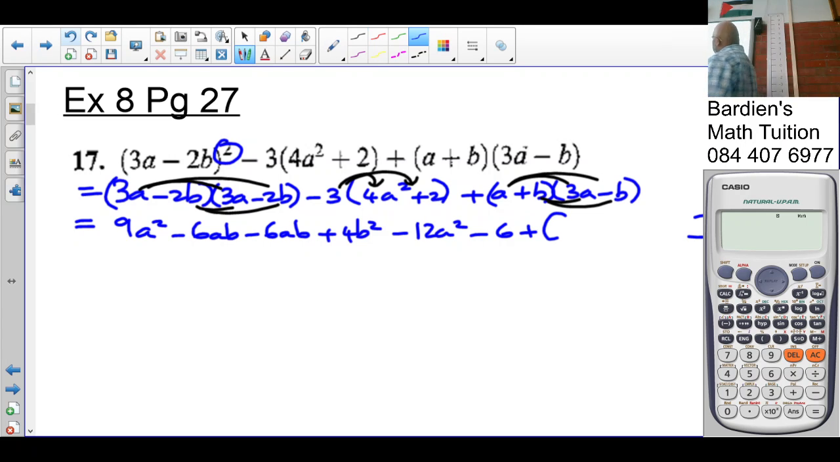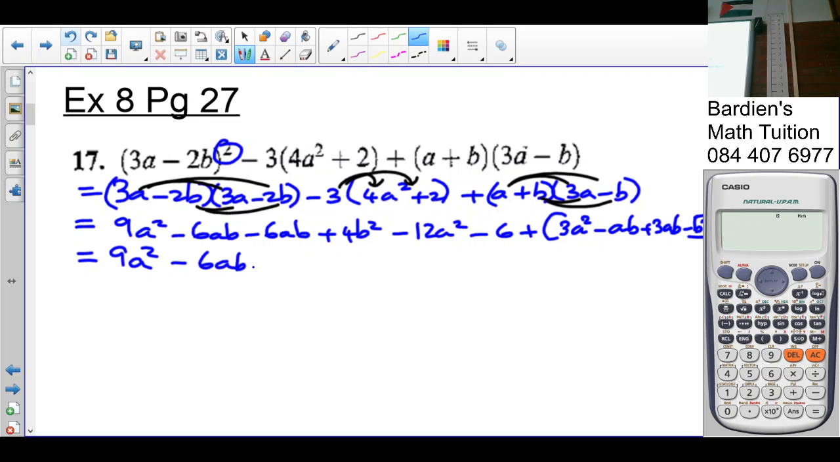Okay? Carry on. 3a squared, minus ab, plus 3ab, minus b squared. You didn't make a mistake here. Carry on. Then the answer is 9. Must I say the answer? No, your next step. 9a squared, minus 6ab, minus 6ab, plus 12b squared, minus 12a squared, minus 6, plus 3a squared, minus ab, minus 3ab.